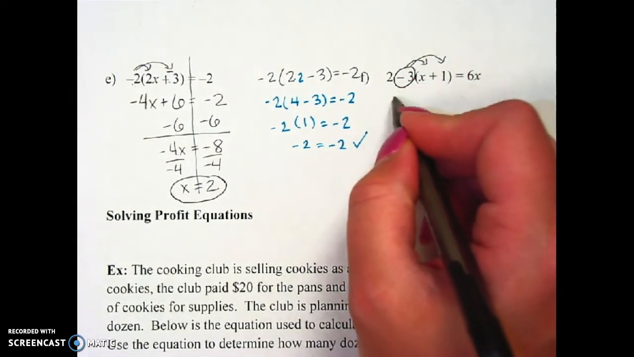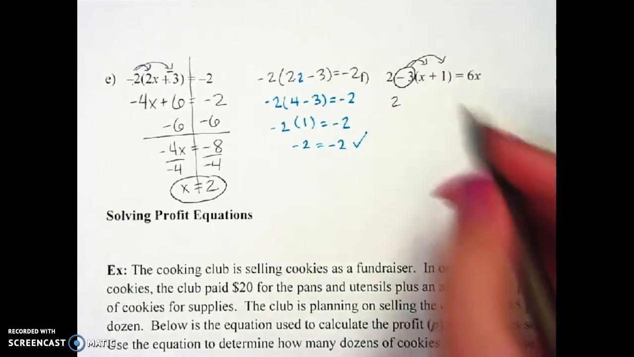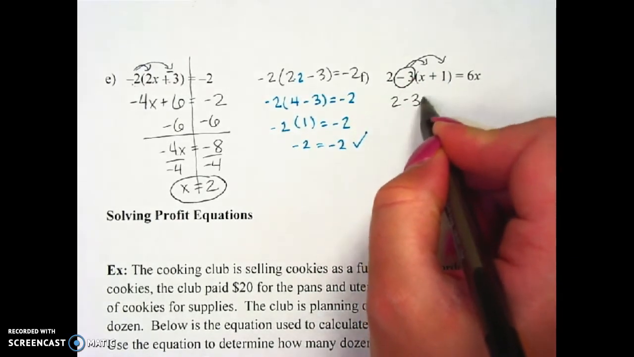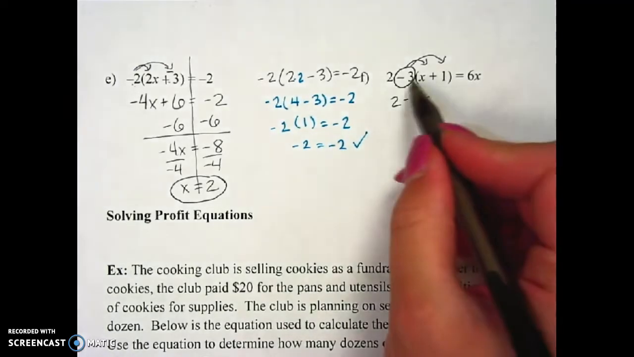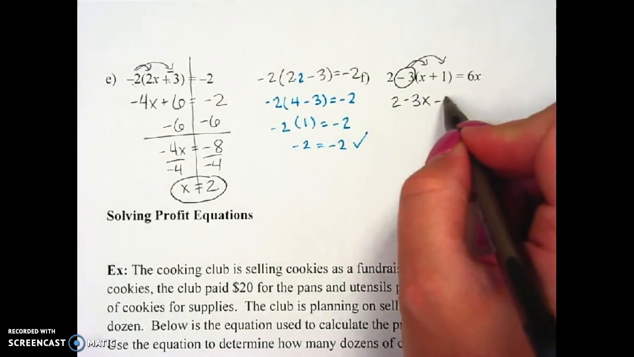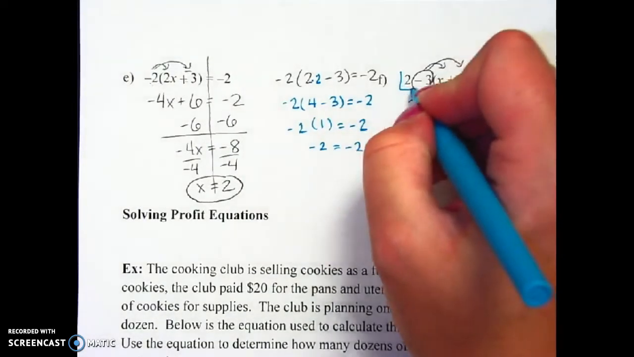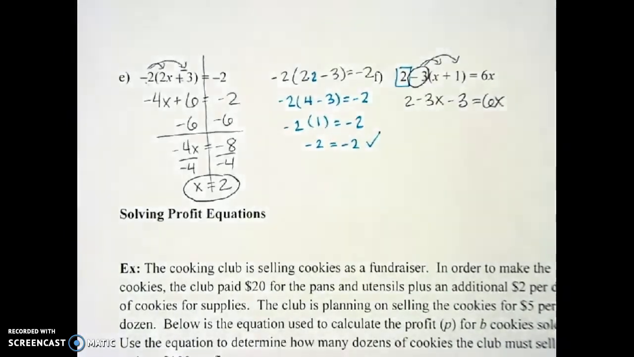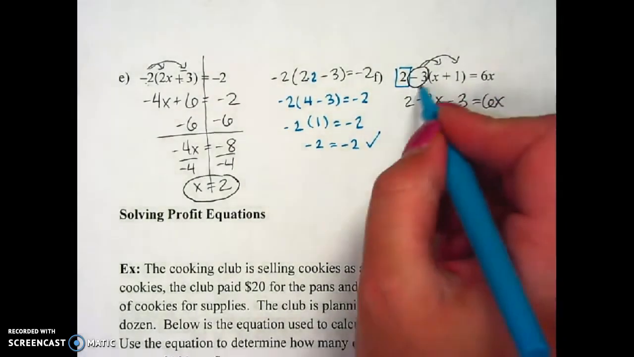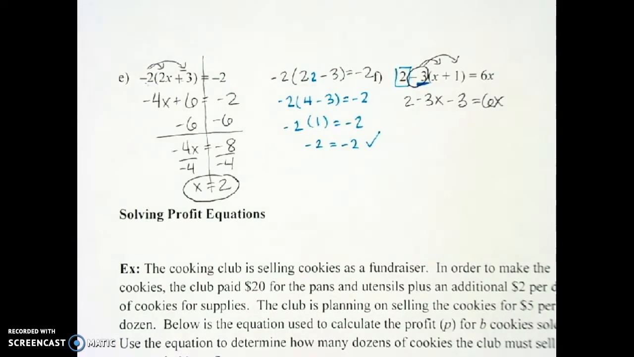So this 2 gets to stay out here alone. My minus 3 times x becomes minus 3x. And my minus 3 times 1 would make minus 3. So again, I'm going to put a box around there and maybe star it. That's the hardest question. When I'm going to distribute, it's only the thing that's directly in front of it. So I only distributed my negative 3 to both. My plus 2 stayed out there by itself. So my first step was I distributed.